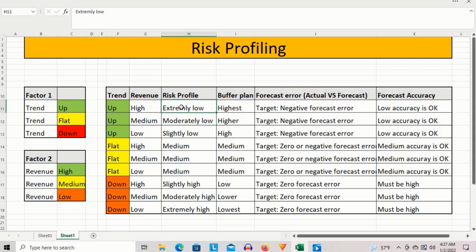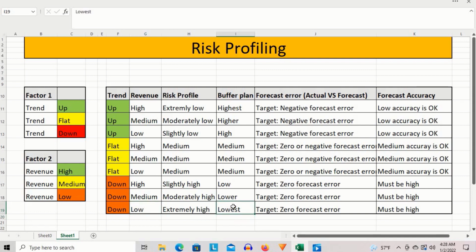On the other hand, take a look at this example. Here the trend of an SKU is down in the future, and this SKU is a low revenue item. In this case, you will never want to have a high amount of inventory, because the trend is down. If you are sitting with some inventory on this item, you might have to scrap it in the future, because you may not be able to sell it. So you will never want to keep a high amount of buffer on those items, or keep it as low as possible.